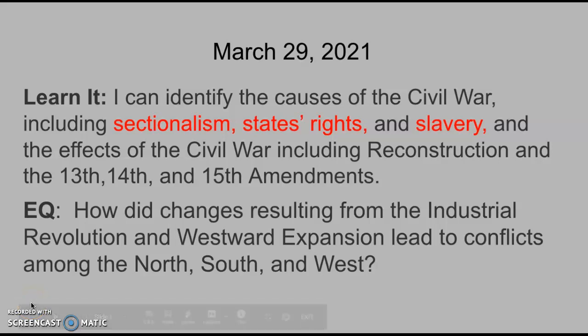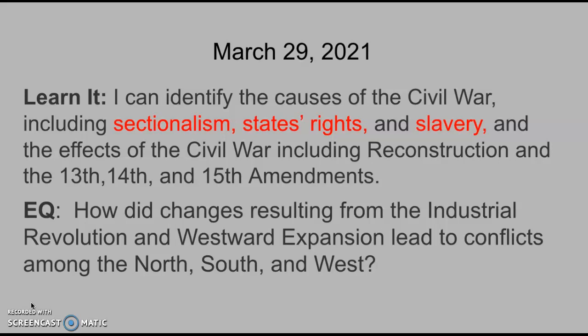Hey everybody, today we're going to identify the causes of the Civil War, including sectionalism, states' rights, and slavery, and the effects of the Civil War, including Reconstruction and the 13th, 14th, and 15th Amendments. So what you see written in red is really what we will be focusing on all of this week and part of next week. And then that will be followed by looking at the Civil War itself, and then the effects of the Civil War, which is the rebuilding of the South once the war is over with, not only physically rebuilding it, but then politically rebuilding it by adding 3 new amendments to the U.S.